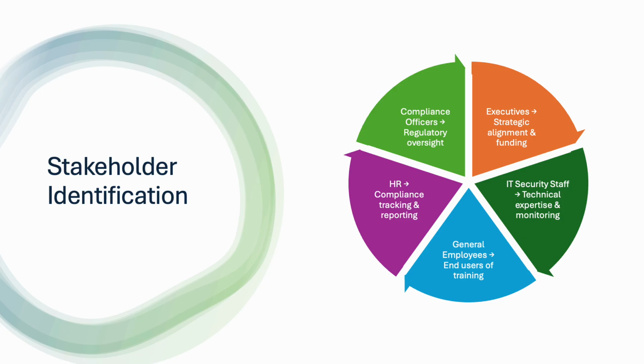Engaging stakeholders also means balancing potential conflict. Executives may prioritize cost efficiency, while compliance officers demand thorough documentation and employees ask for shorter, more engaging training sessions. These competing interests must be addressed through careful communication and compromise. The earlier these needs are recognized and prioritized, the smoother the project will proceed.